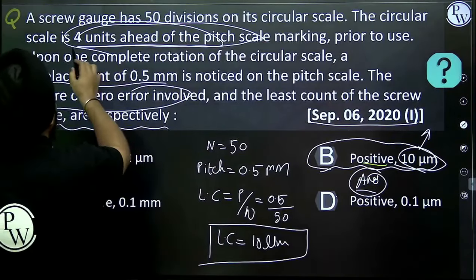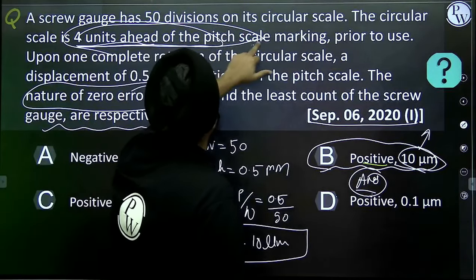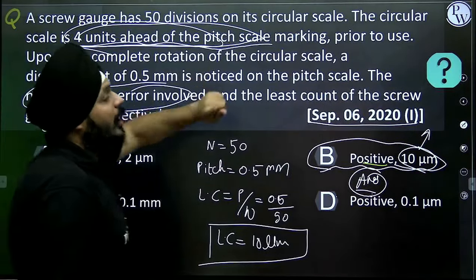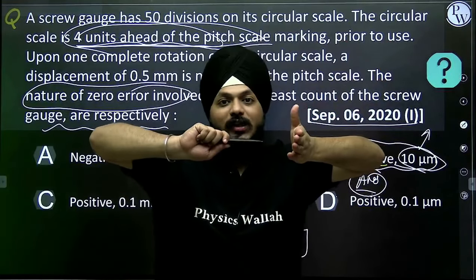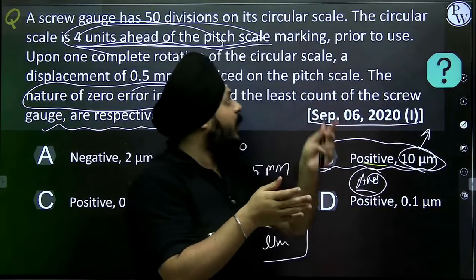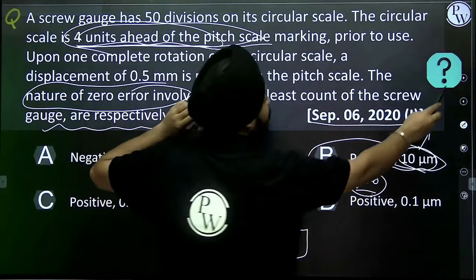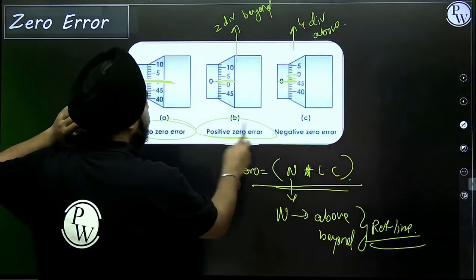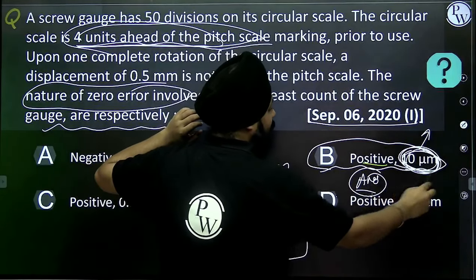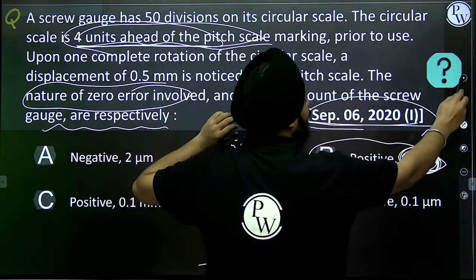See, the circular scale is 4 units ahead of the pitch marking prior to use. So when the object was not kept, the spindle was completely touching the dot, then the circular scale was 4 divisions ahead. It means we have a positive zero error. That's why we got the answer of the least count as it is, but the nature is positive. So this question has been asked in September 2020.